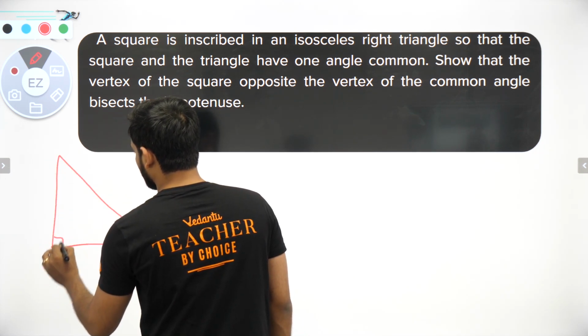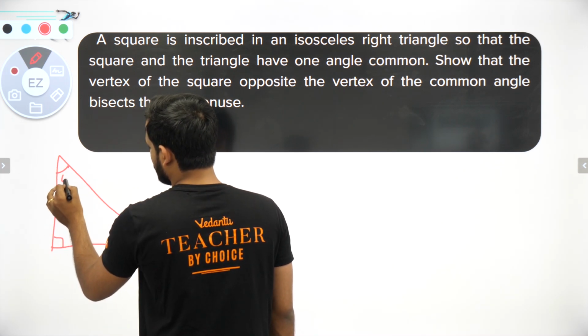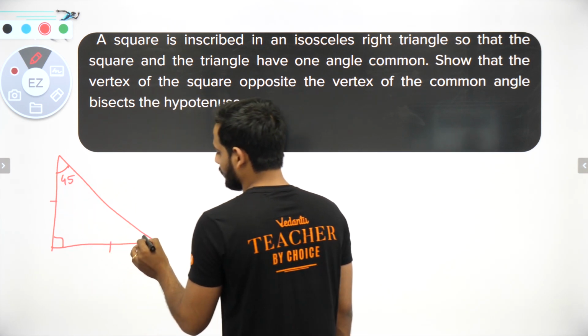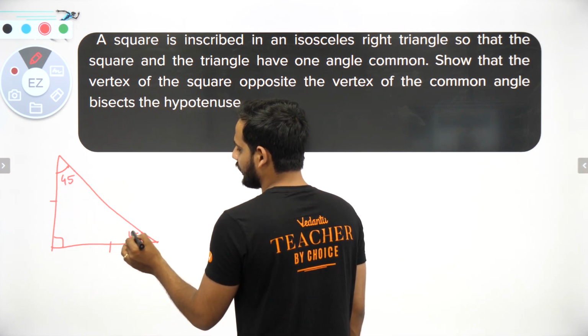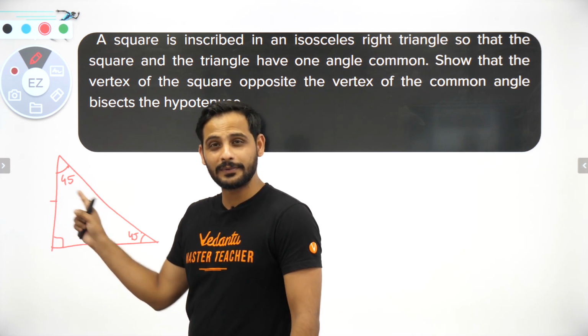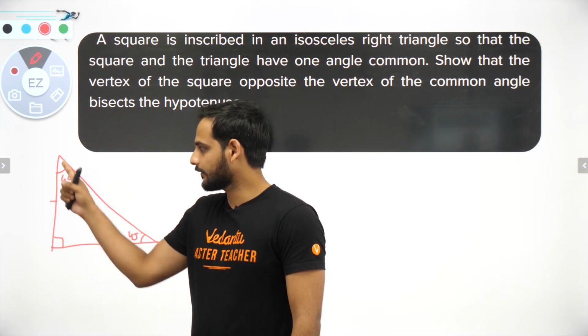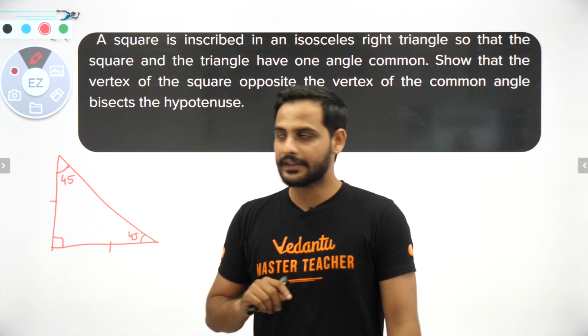So first thing, this is a right triangle, and since it is an isosceles right triangle, this angle will be 45 degrees and this angle will also be 45 degrees, because two sides are equal. If two sides are equal, both angles should be equal. So x plus x plus 90 is 180. So 2x is equal to 90. That means x is equal to 45. So both the angles should be 45 degrees, right?